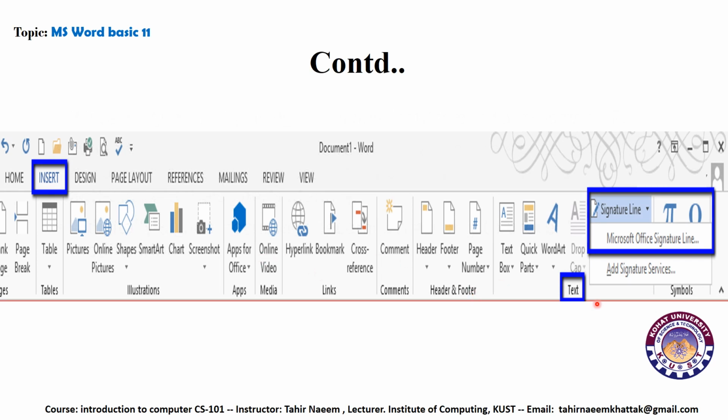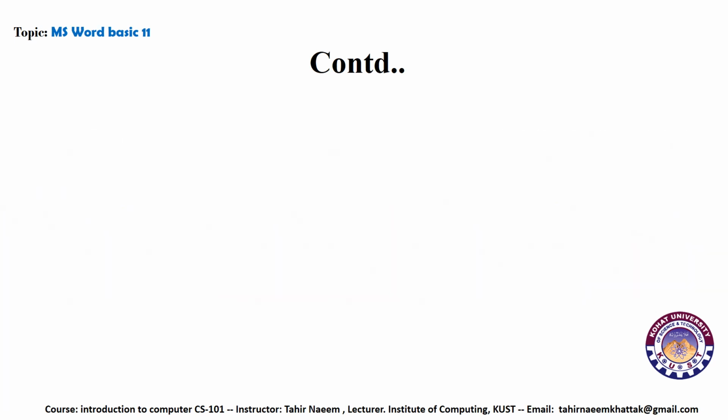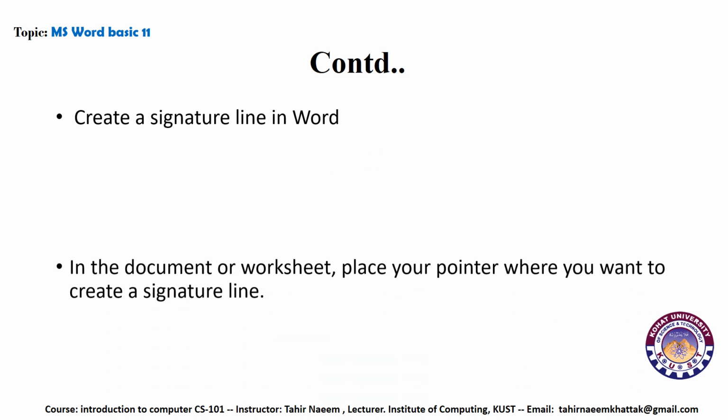Here, as you can see, in the text group there is a line. There is a document and a pen or letter. This shape represents a signature line, and we can insert a signature line from here. Create a signature line in Word. Here we will discuss how we will create a signature line in MS Word.